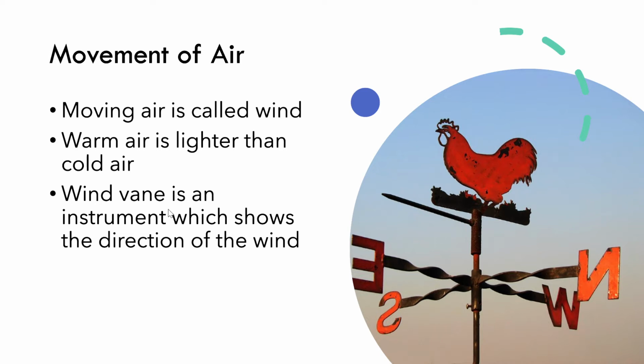Now, one more picture that you can see in this slide is a wind vane. So, what is the use of a wind vane? A wind vane is an instrument which shows the direction of wind. It points to the direction from which the air is blowing.